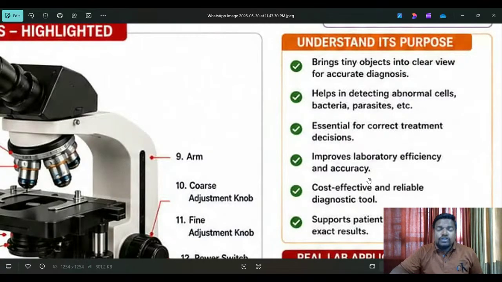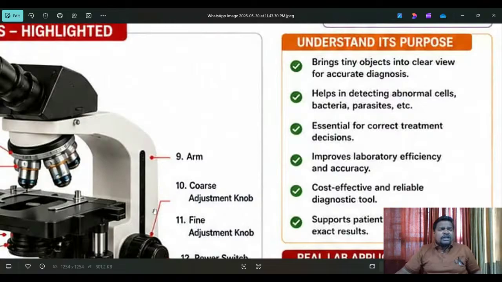Proper diagnosis is very, very important for patients. One day we will go to the hospital for treatment. If we do not get the proper treatment from the doctor, then what will happen? Something will happen, and it will increase our major problem, yes or no? That is why correct treatment decisions are essential.